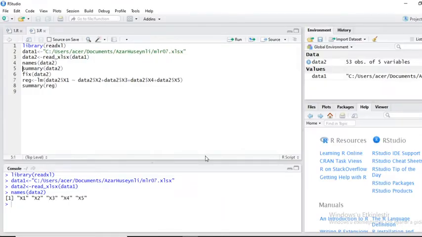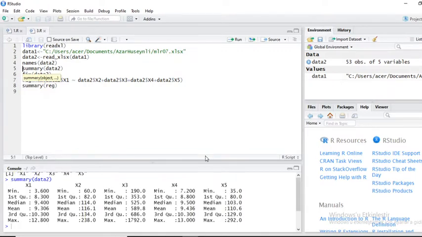So we have 5 variables. The summary data type. Summary says not very much, but still it's a summary. There are minimum, maximum values, quartiles, and means.